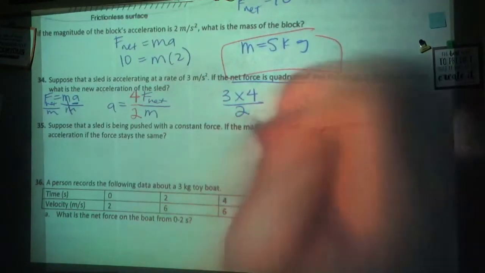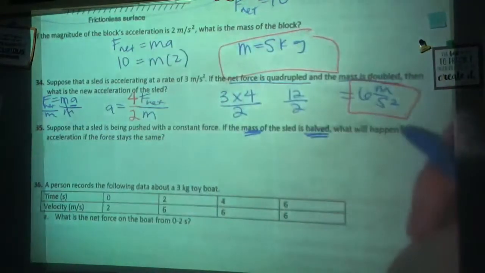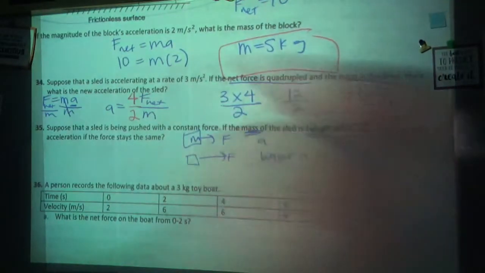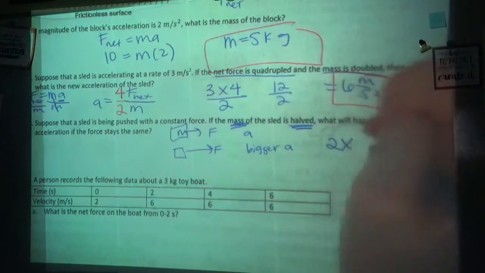Suppose that a sled is being pushed with a constant force. If the mass is halved, what will happen to the acceleration if the force stays the same? So if I have a mass, I pull it with some force, I've got an acceleration, but now it is much smaller, and I pull with the same force, so I'm going to have a bigger acceleration. Specifically, if it's half, that's a factor of 2, so I'm going to have 2 times the acceleration.